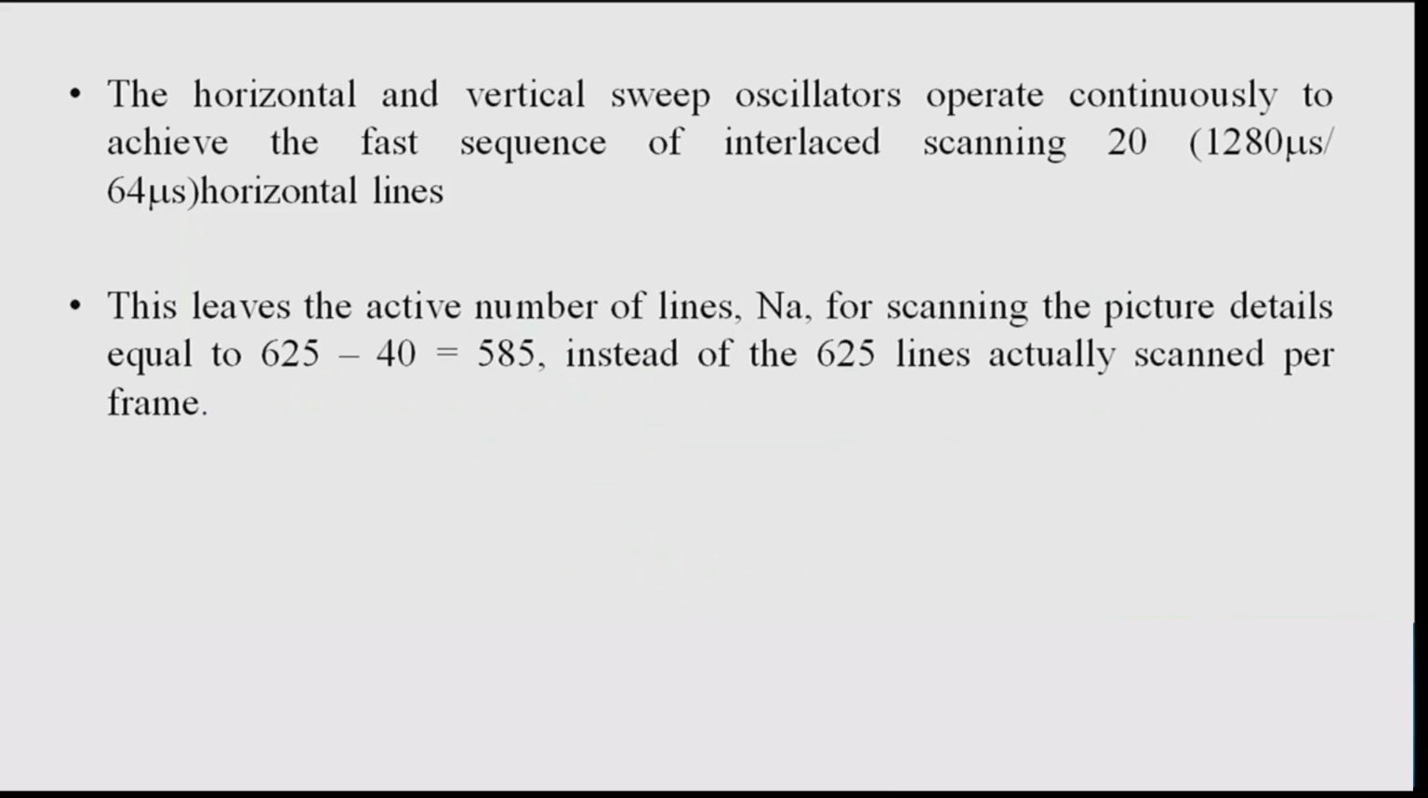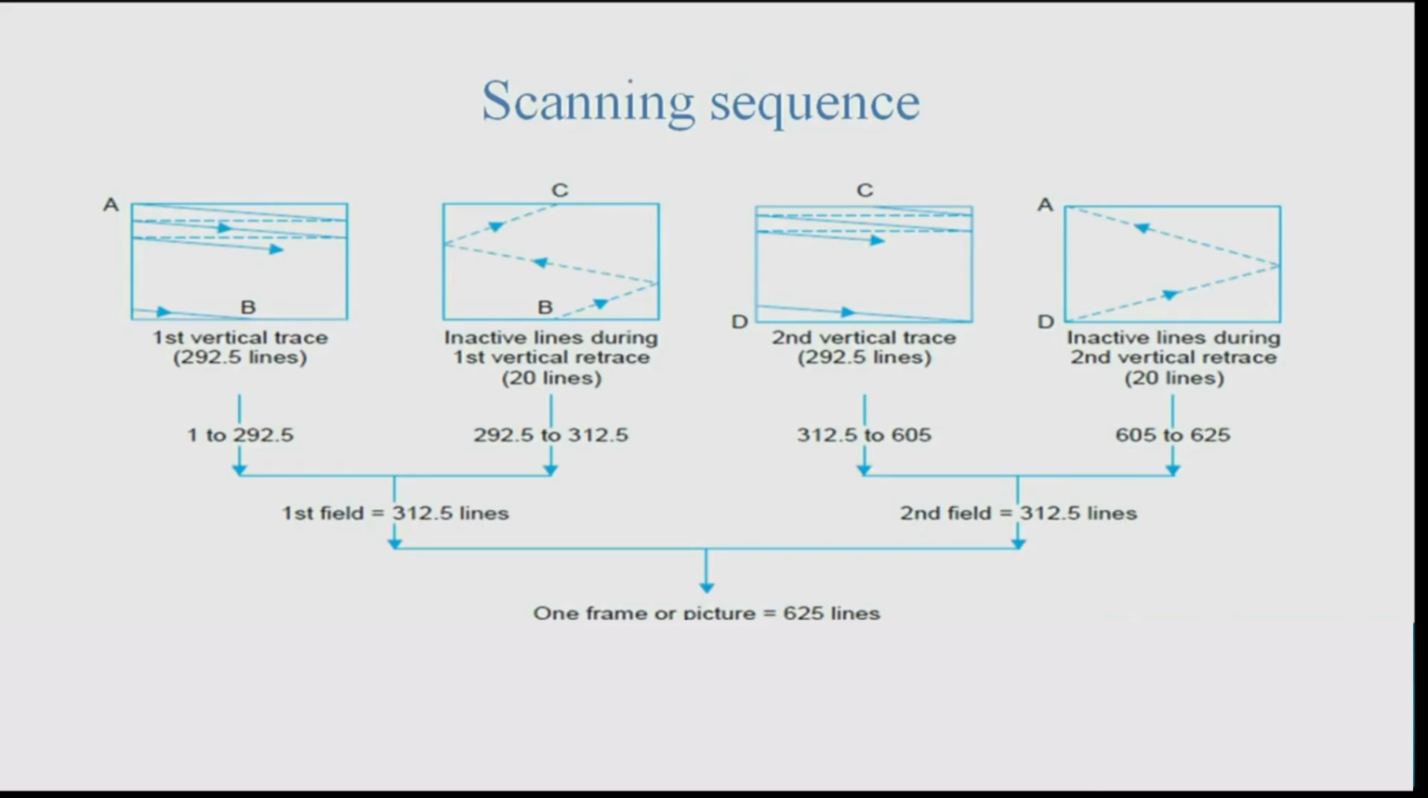The horizontal and vertical sweep oscillators operate continuously to achieve the fast sequence of interlace scanning, that is 20 horizontal lines. Now 20 for the even field and 20 for the odd field, therefore it becomes 40 lines. Therefore this leaves the active number of lines Na for scanning the picture details equal to 625 minus 40, that is equal to 585. Instead of 625 lines we use only 585 lines actually scanned per frame.